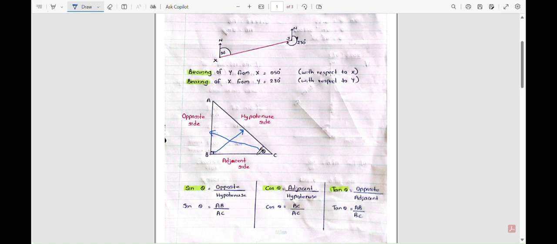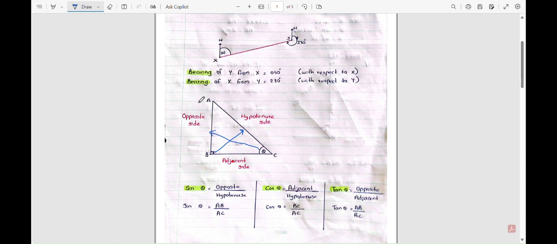Now let's think, in here it was 30 degrees, then here we had to write it as sine 30. Okay, so the sine value of 30 degrees is equal to the opposite side divided by the hypotenuse. That means the sine ratio is given by the opposite side divided by the hypotenuse.